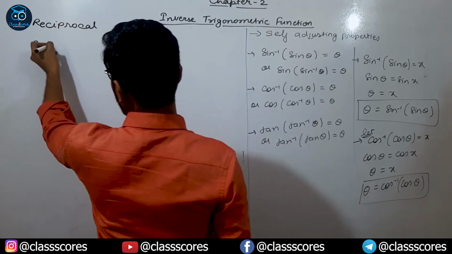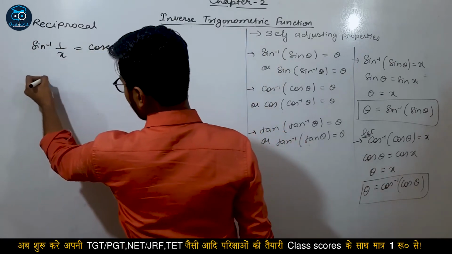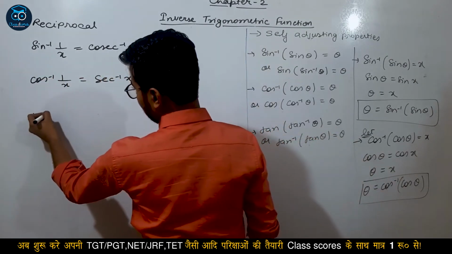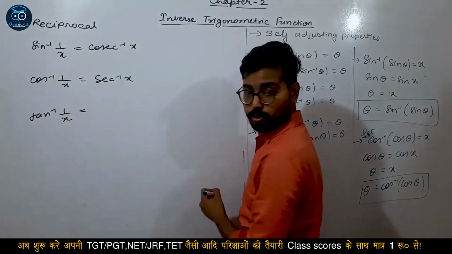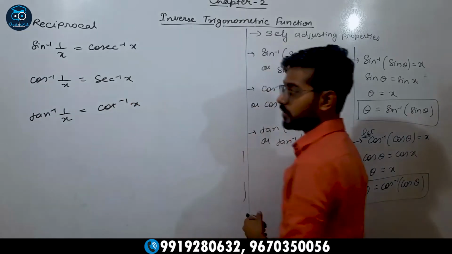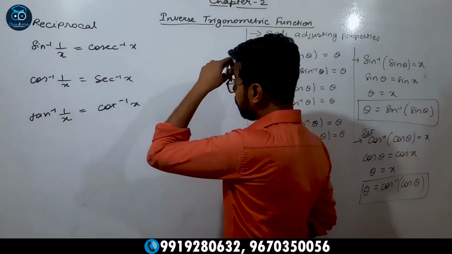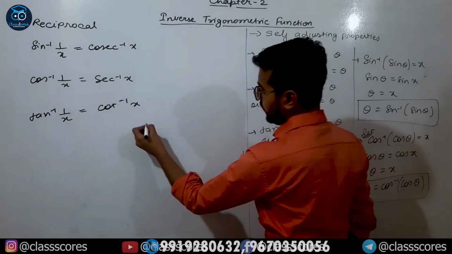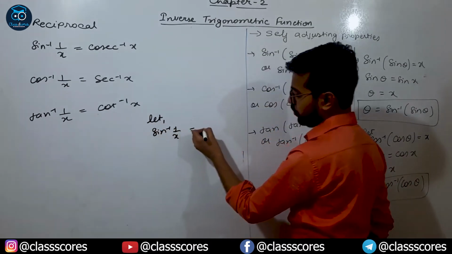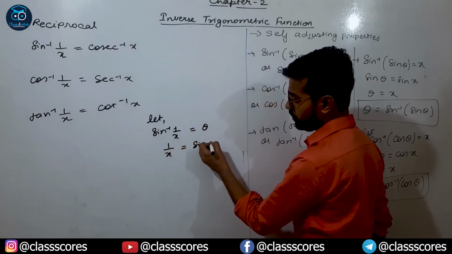Like sin inverse 1 by x equals cosec inverse x, cos inverse 1 by x equals sec inverse x, tan inverse 1 by x equals cot inverse x, and so on. You can write any of the properties. So if we have to verify this, just let sin inverse 1 by x equals theta. Then we can write 1 upon x equals sin theta.